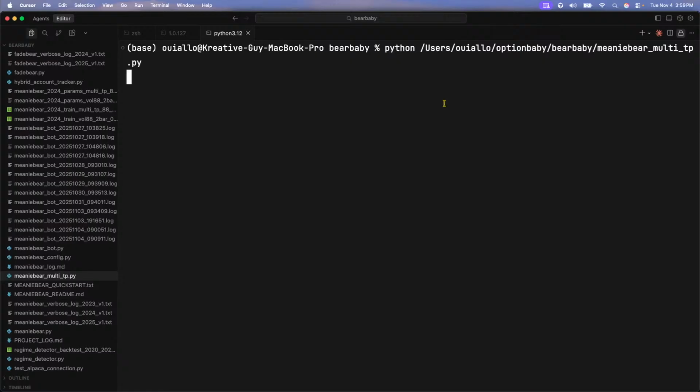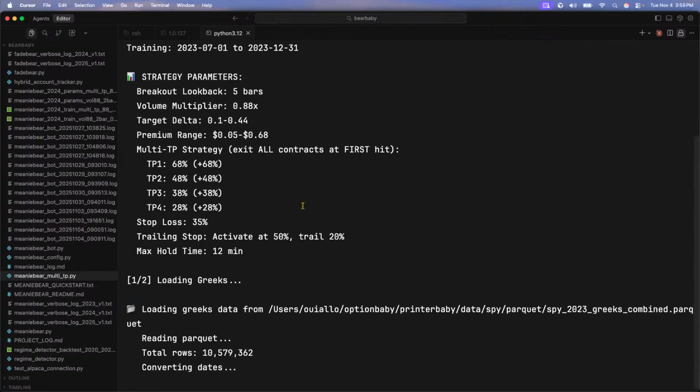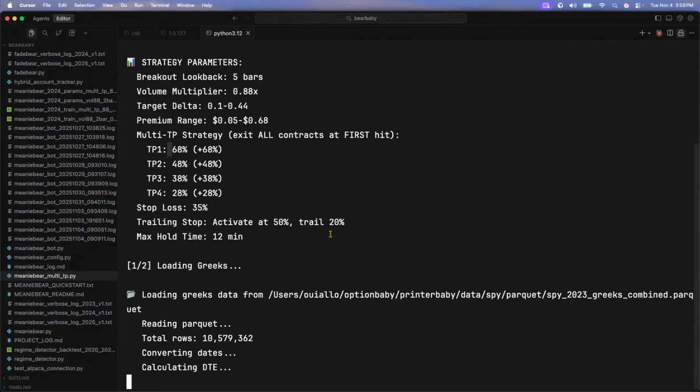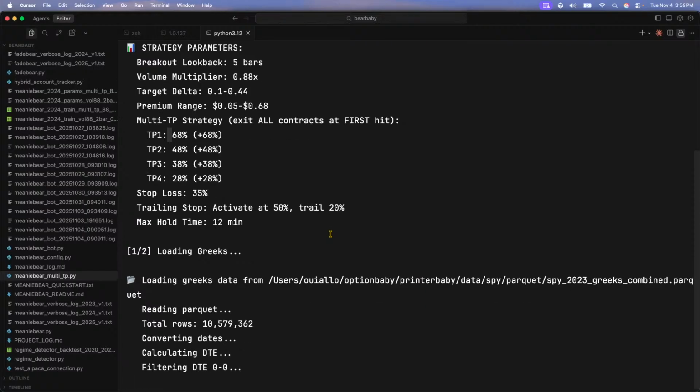Is it 2023? It's 2023. 38, 48, 68, 28. All right, let's run it. Let's see what they screaming. Let's see what they doing. Let's run it. Let's see what they screaming. All right, let me just wait till this loads.